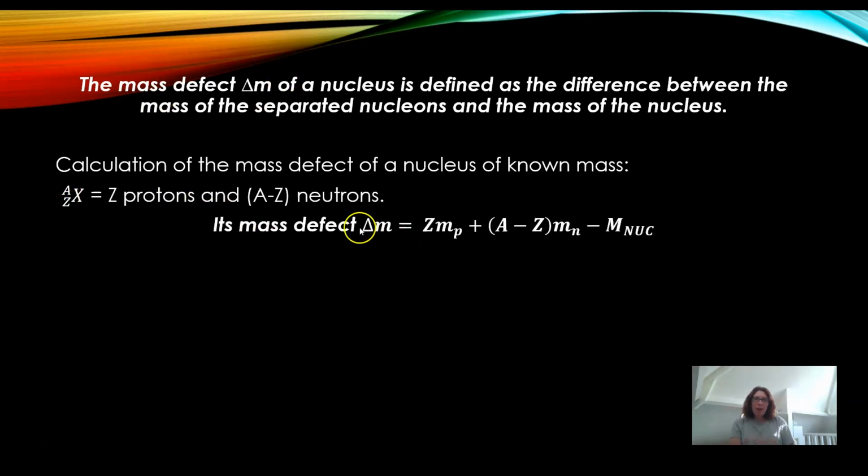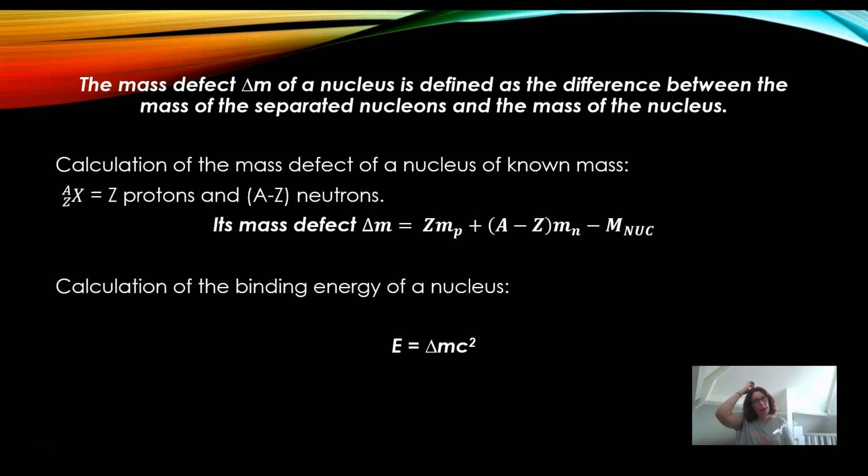This gives us an equation of the mass defect as the change in mass when you make a nucleus. It is equal to the sum of the mass of the protons, so Z M_p, plus the mass of the neutrons, so that's (A minus Z) M_n. That will give you the mass of the separate nucleons, and they will weigh more than the nucleus when it's made. So you then take away the mass of the made nucleus, and that difference in mass was converted into energy when the nucleus was made.